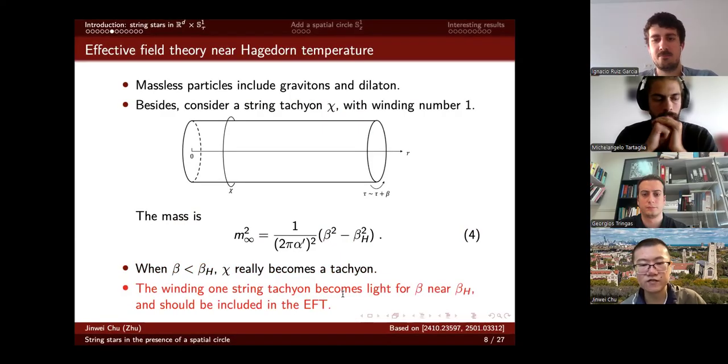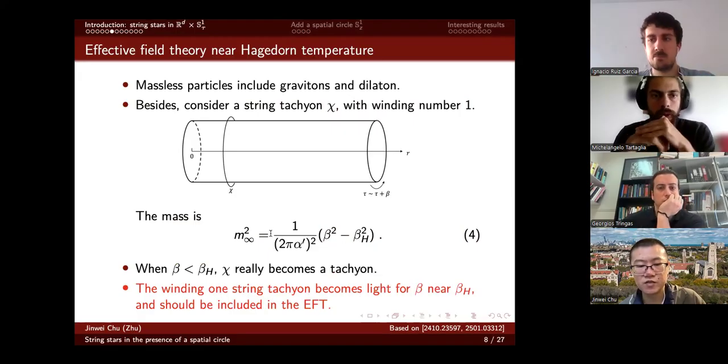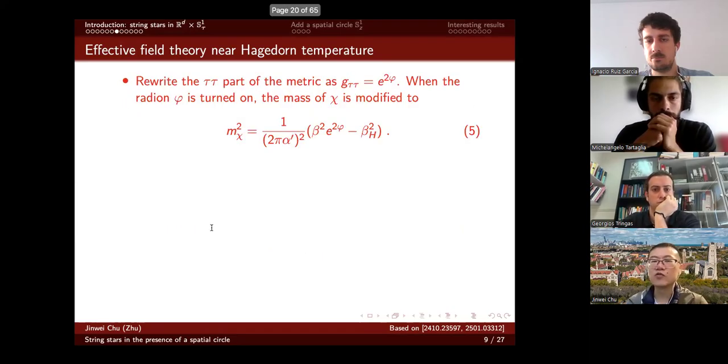Furthermore, we can see from this formula that when beta is near beta h, this winding one string tachyon is light because the mass is small. So it should also be included in the EFT. So now we are about to write down an effective action for this EFT. First, to proceed, let's rewrite the g tau tau as an exponential of 2 phi.